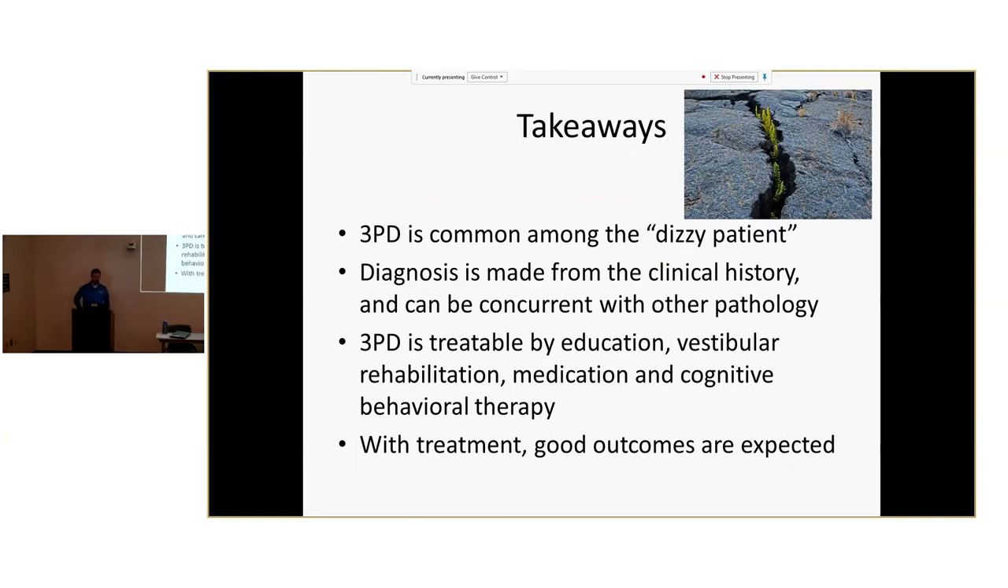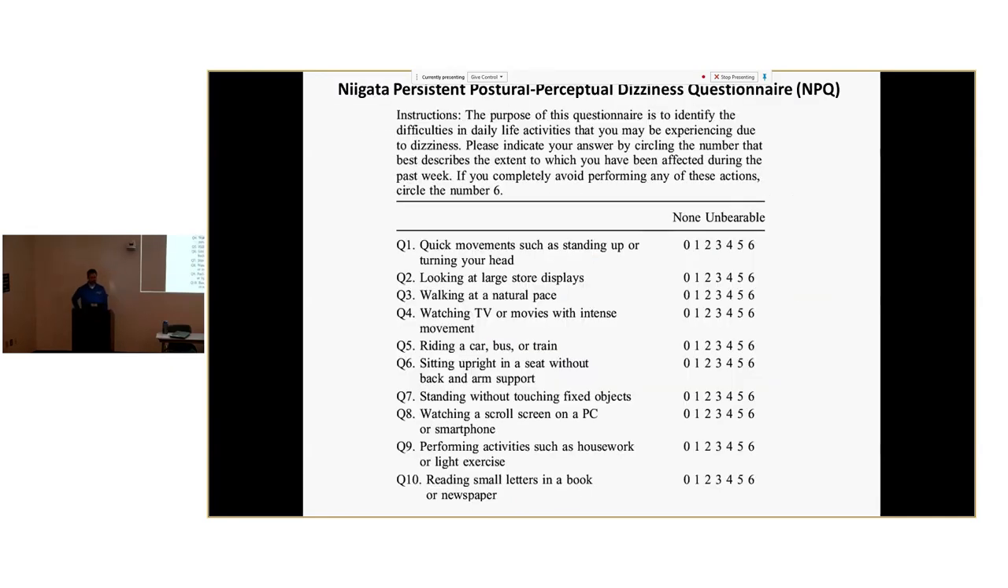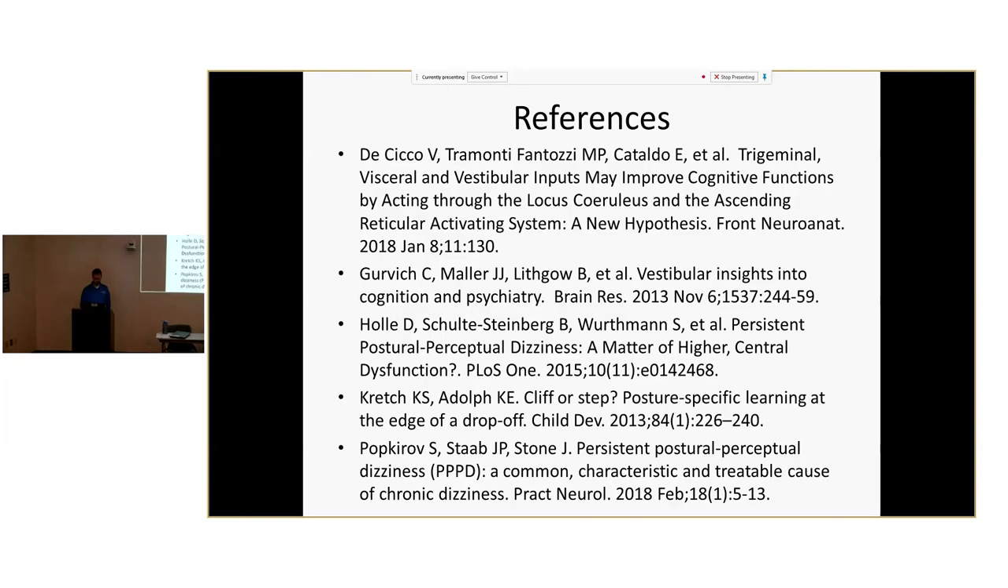So some takeaways: 3PD is very common among the dizzy patient. A diagnosis should be made from their clinical history and can be concurrent with other things. It's very treatable, and the mainstays are education, vestibular rehab, medication, and cognitive behavioral therapy, and we can expect good outcomes with these patients. Here are a couple other resources for clinicians. I did come across a patient-reported questionnaire that is validated in this population. So take that photo, and here are some references.